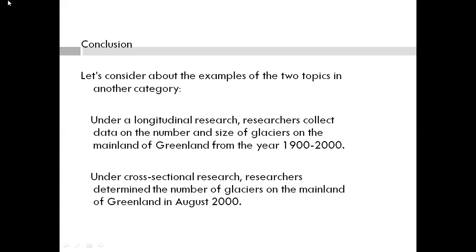But under cross-sectional research, researchers determined the number of glaciers on the mainland of Greenland in August 2000. They took only a month, which is very short, unlike a longitudinal research. So these are the differences between the longitudinal research and cross-sectional research method. I hope you can understand the examples as well as explanations.